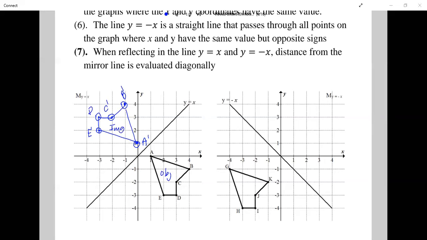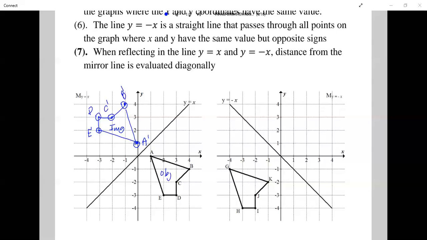All right, so the line y is equal to x. Y is equal to x is a straight line that passes through all points on the graph where x and y have the same value. The line y is equal to minus x is a straight line that passes through all points on the graph where x and y have the same value but opposite signs. Whenever you're reflecting in the line y is equal to x or the line y is equal to minus x, distance from the mirror line is evaluated diagonally.